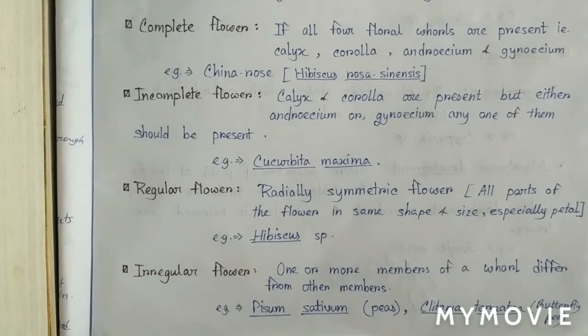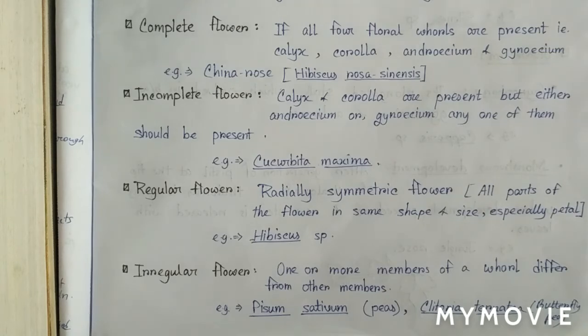Now, what is a complete flower? If all four floral whorls, meaning calyx, corolla, androecium, gynoecium, are present in a flower, then it is known as a complete flower. Example, China rose. Incomplete flower means calyx and corolla must be present, but either androecium is absent or gynoecium is absent. Means only one of the reproductive parts is present in the flower. Example, Cucurbita maxima.